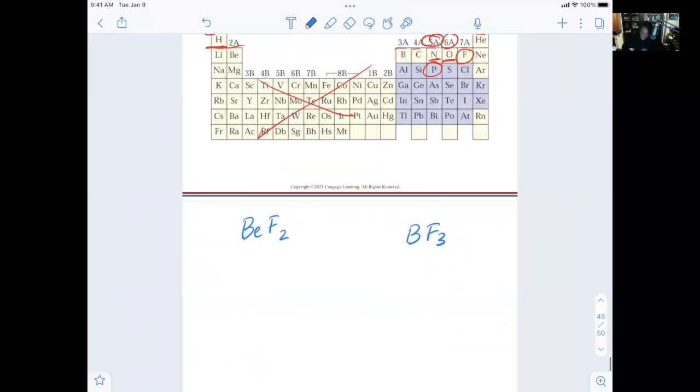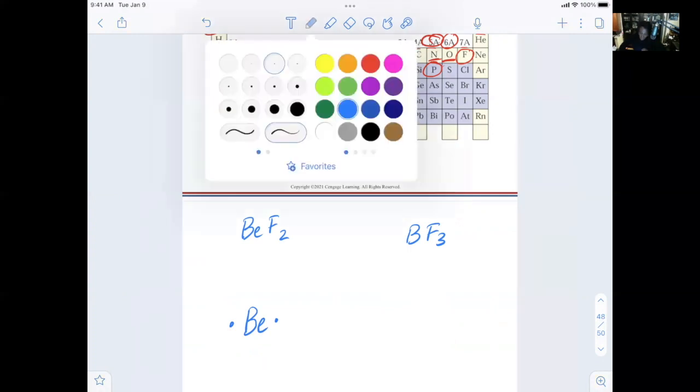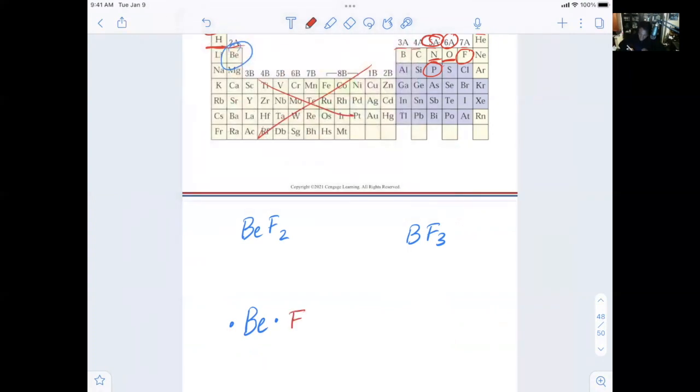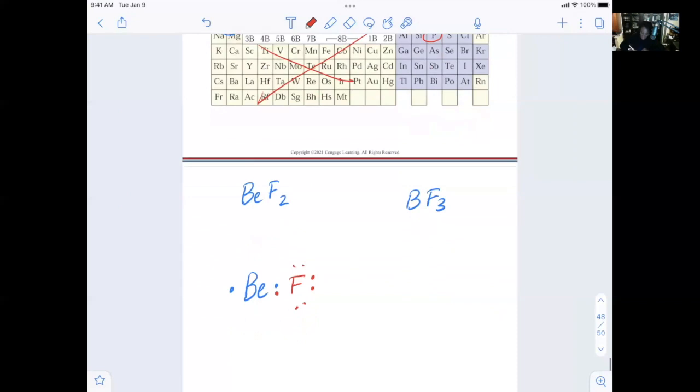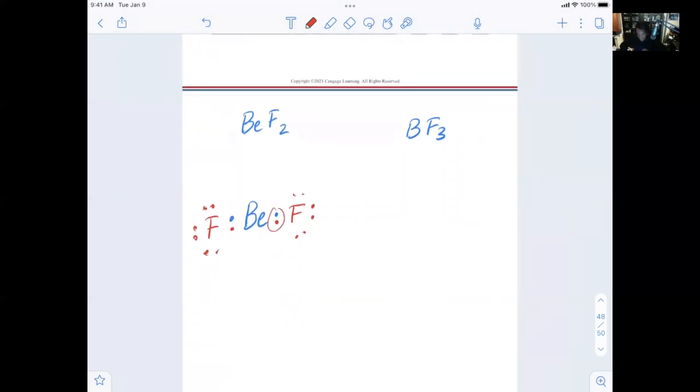Okay, once again, so Be is in group 2, so Be has 2 dots. And then F, like we've seen so many times, F is in group 7, so it has 7 dots. Let's say the first, 2, 3, 4, 5, 6, 7. Then the other one, first, 2, 3, 4, 5, 6, 7. There. So you can see these form the bonded electrons, Be, F, F. 1, 2, 3, 4, 5, 6. 1, 2, 3, 4, 5, 6.